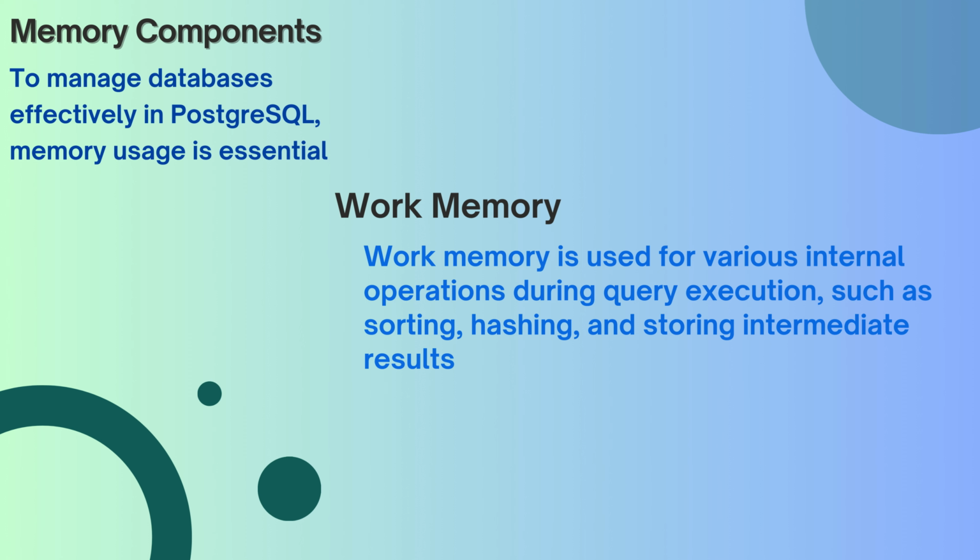The third one is the work memory. This memory area is used for internal operations during query execution. If we use the ORDER BY clause in our query, the sorting is performed in the work memory area. Hashing and storing intermediate results are also done in the work memory area, just like temporary results are saved there. So the work memory area is used to allocate memory for sorting, hashing, and temporary query results to improve the query performance.